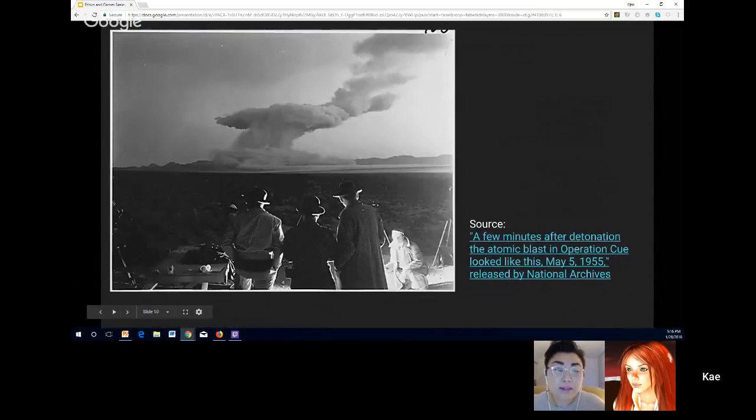Okay. This is actually the bomb that was thrown at that house. It's called Operation Cue. So that's done in 1955. You can go next.